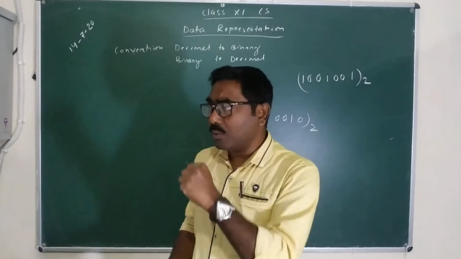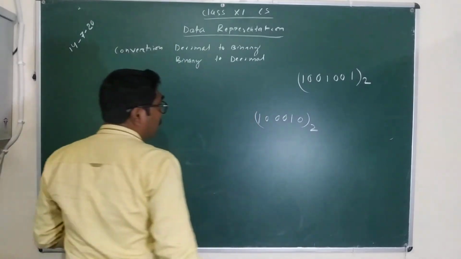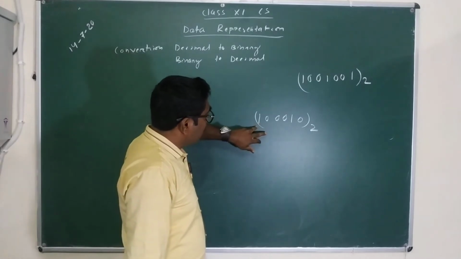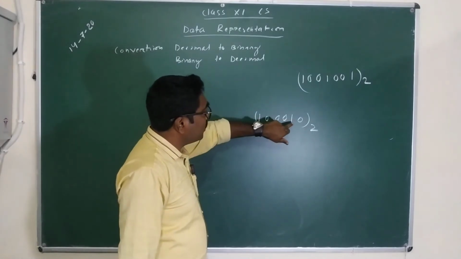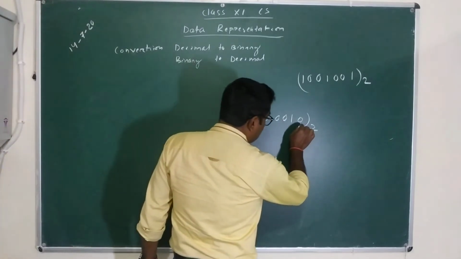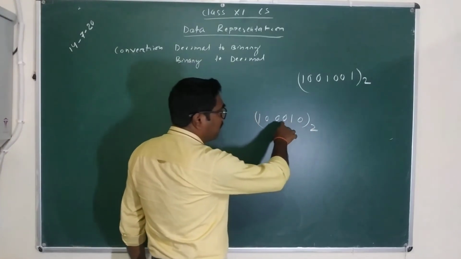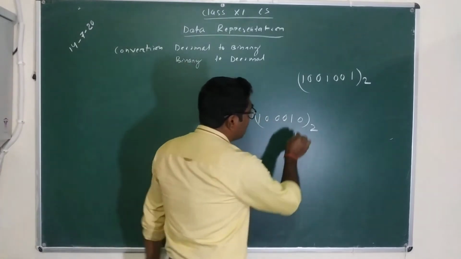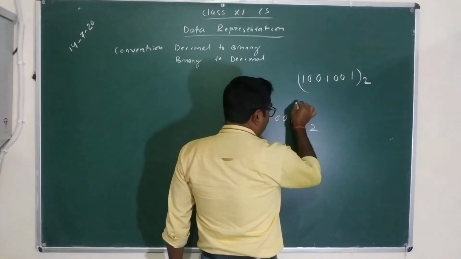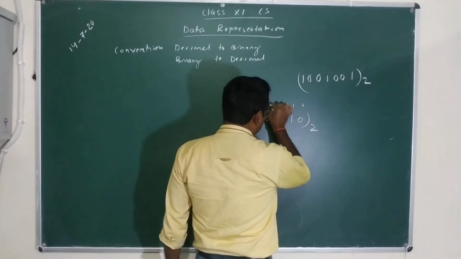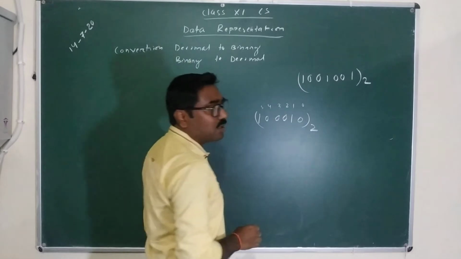So here we have to calculate from the weightage only. For example, this number, that is 1000010. Now the weightage of this is the unit place, 10 place, 100 place, 1000 place, like that. So the weightage of this digit is 0, of this one is 1, 2, 3, 4, 5 and so on.